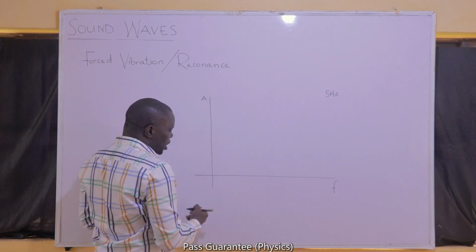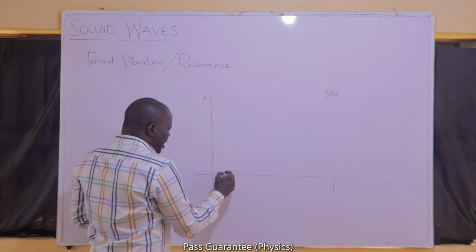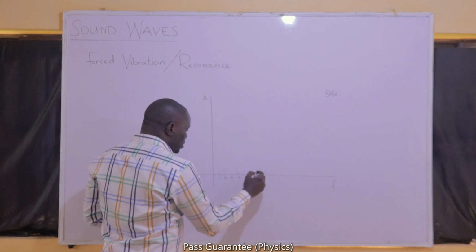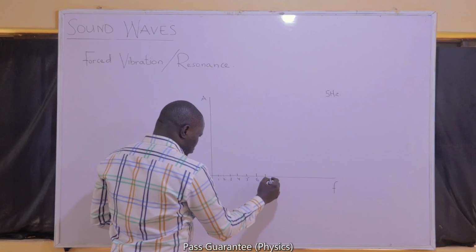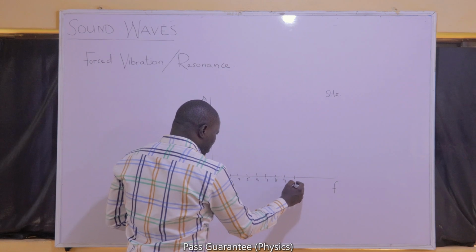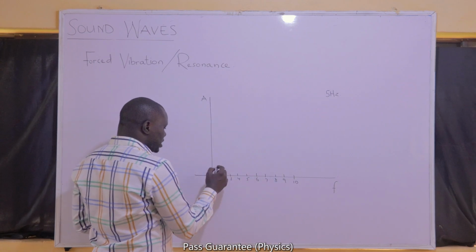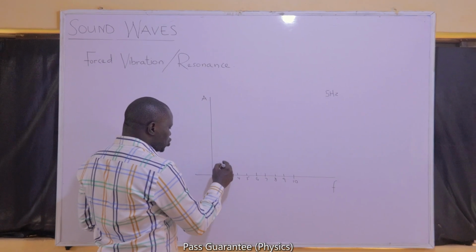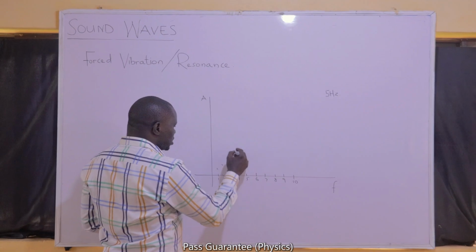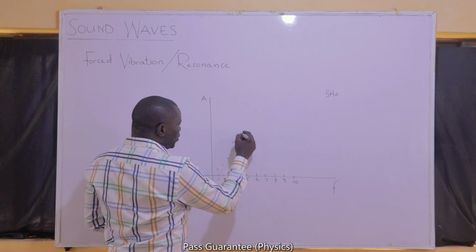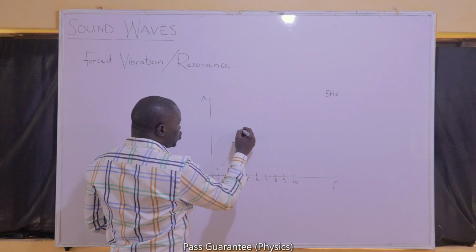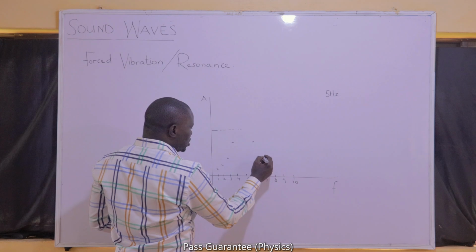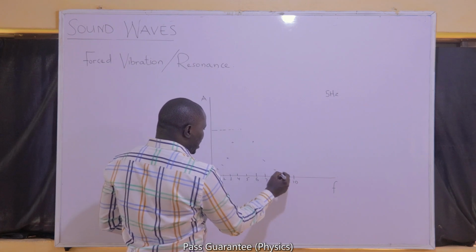For this example, if I set it into vibration with a series of frequency values, let me say from 1 to 10, when the frequency that I'm using to hit it is 1, it will have a particular amplitude. When it's 2, the amplitude increases. 3, it increases. 4, it increases. At 5, because 5 is its natural frequency, it will have the highest amplitude. And at 6, the amplitude will start to drop. 7, it will drop. 8, it will drop further. 9, it will drop further.